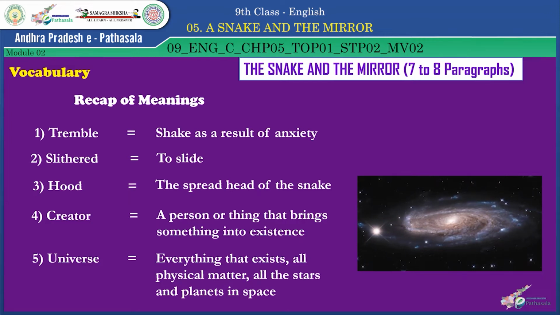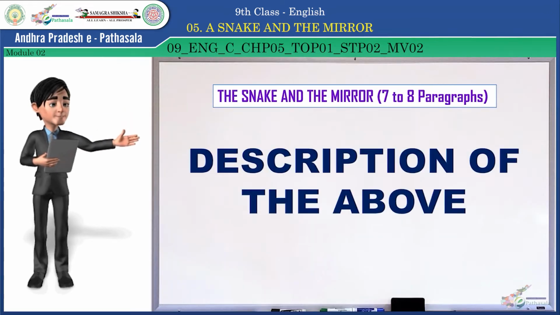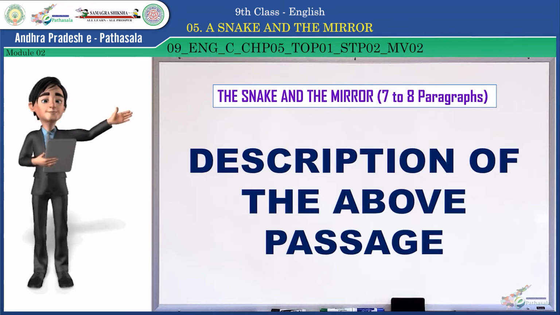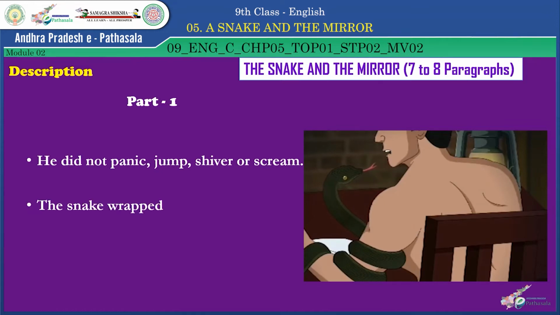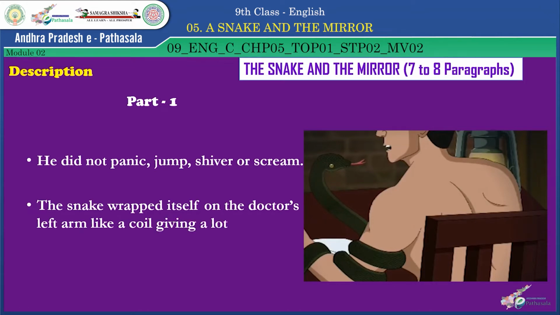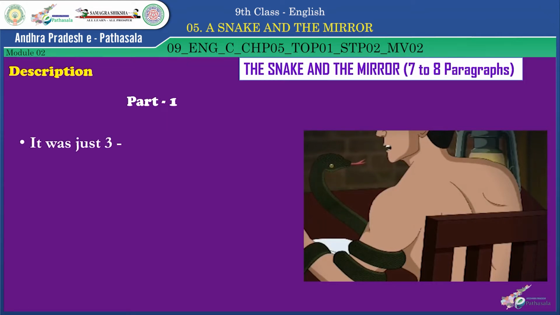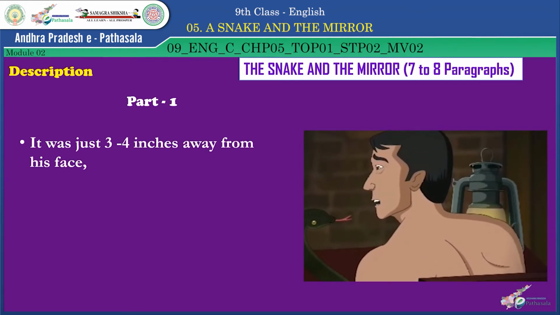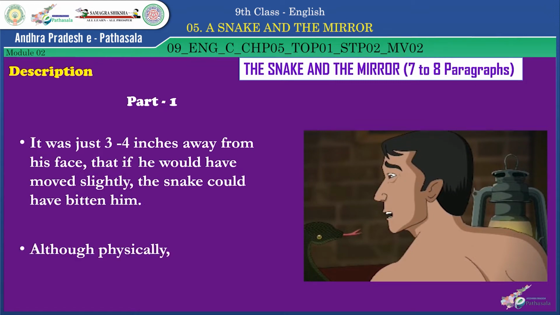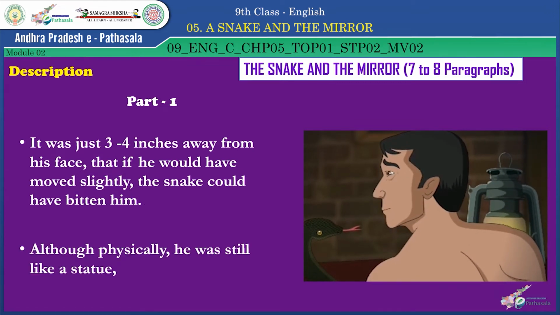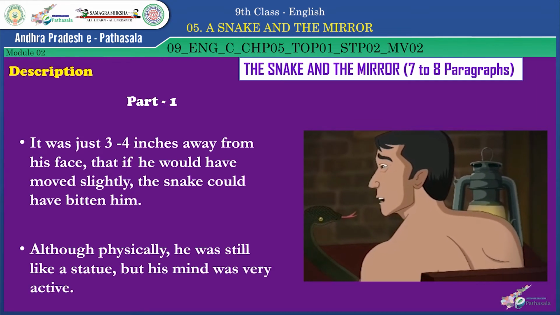My dear students, let's have some description about the above 7th and 8th paragraphs of this lesson, The Snake and the Mirror. He did not panic, jump, shiver, or scream. The snake wrapped itself on the doctor's left arm like a coil, giving a lot of pain. It was just 3 to 4 inches away from his face, so that if he had moved slightly, the snake could have bitten him. Although physically he was still like a statue, his mind was very active.